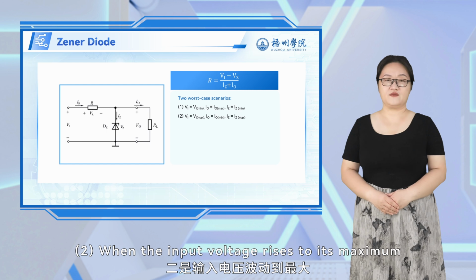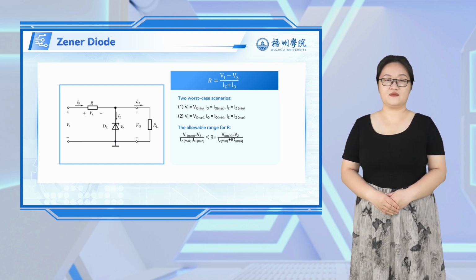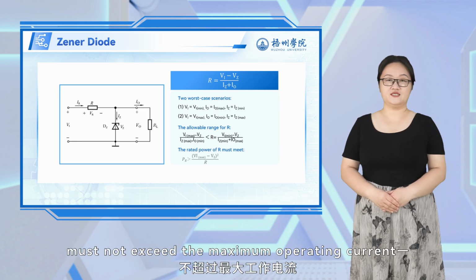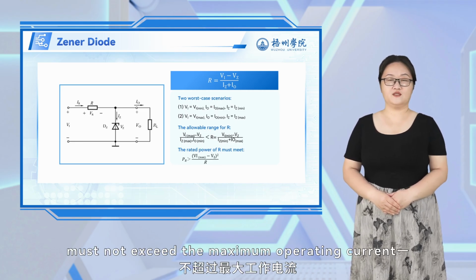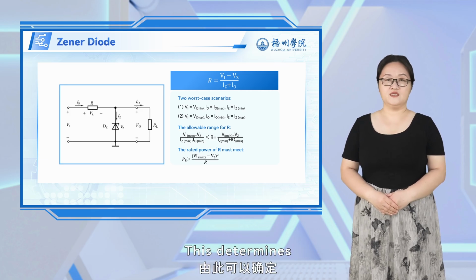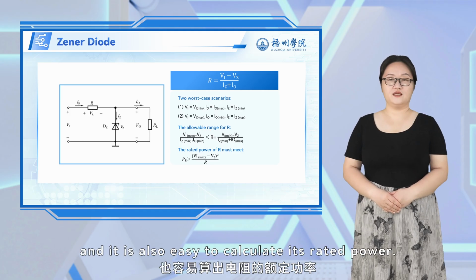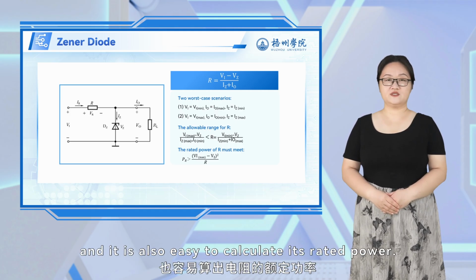2. When the input voltage rises to its maximum and the load is open-circuited, the current through the diode must not exceed the maximum operating current. This yields the minimum value of the current limiting resistor. This determines the allowable range for the current limiting resistor, and it is also easy to calculate its rated power.